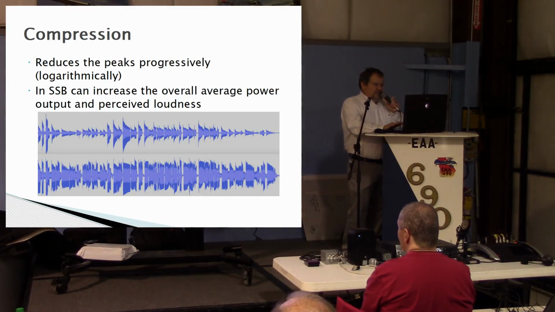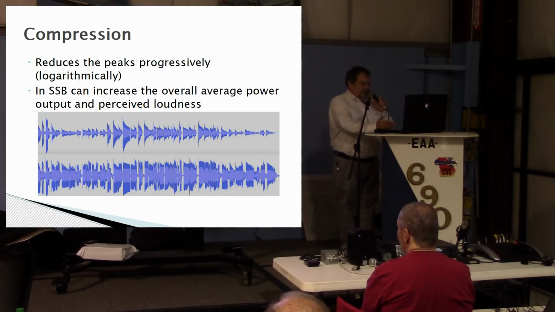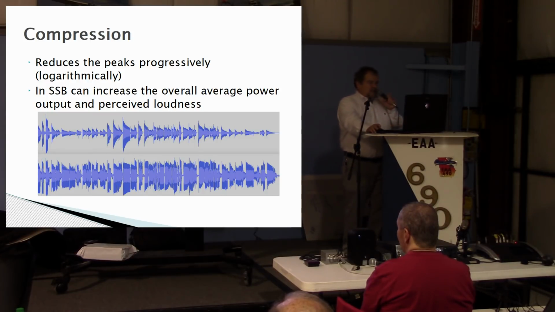I've tried to find a good graphical representation of compression. This is a single sideband signal that's been compressed. This is a normal signal, but you can see this one is compressed. It's been squeezed top to bottom like a sponge, but then the whole thing has been squeezed logarithmically, but stretched linearly, if that makes any sense.